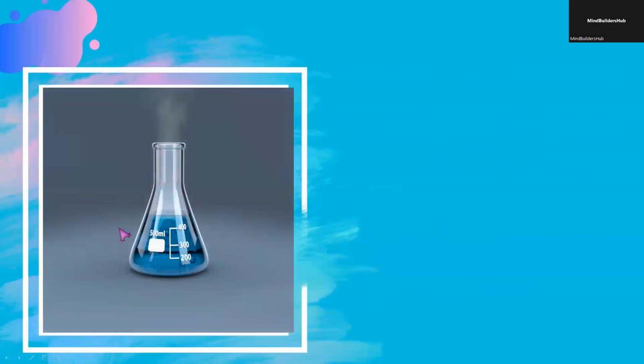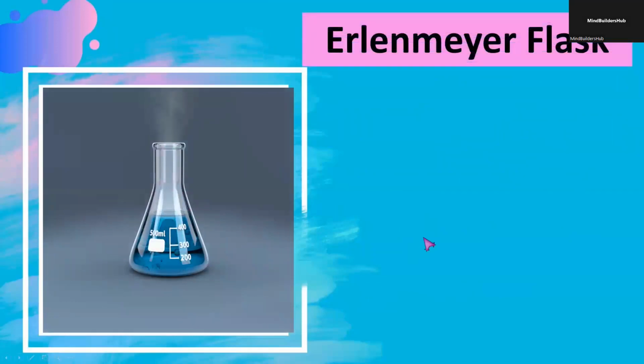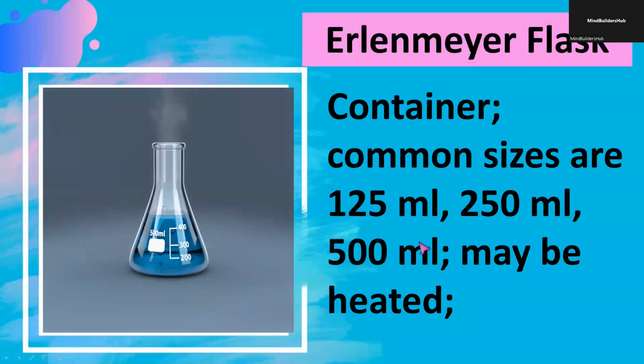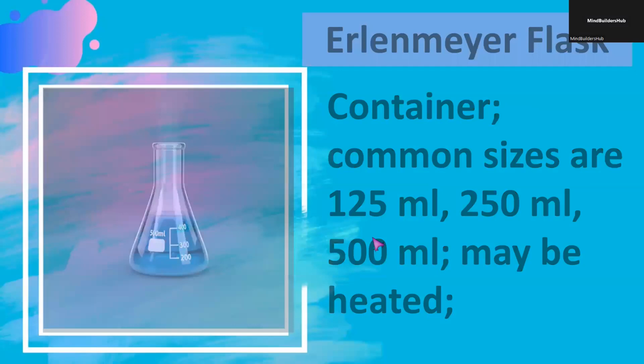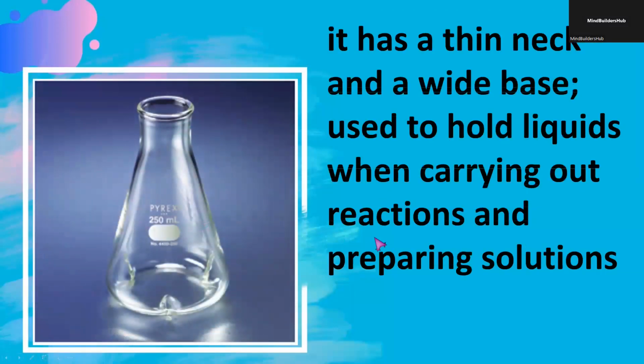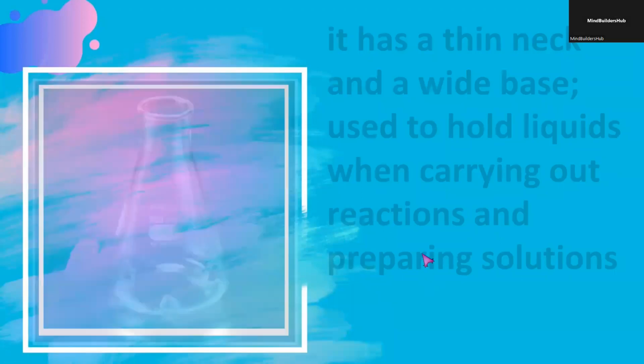Another one, look at the body of this Erlenmeyer flask. It is also a container like a beaker. When you want to heat up something, it is also made of glass, a Pyrex one, and it comes in different sizes. An Erlenmeyer flask has a thin neck and a wide base, to hold liquids when carrying out reactions and preparing solutions.